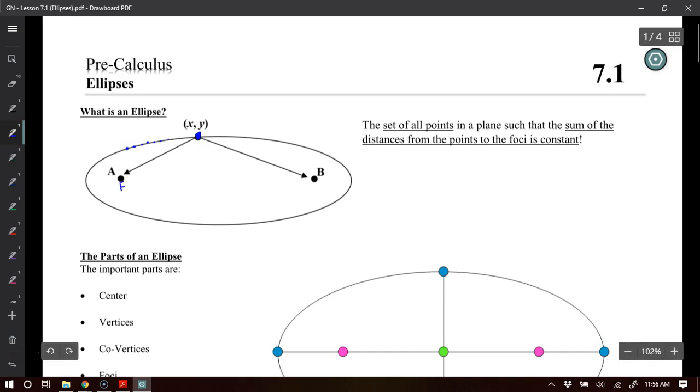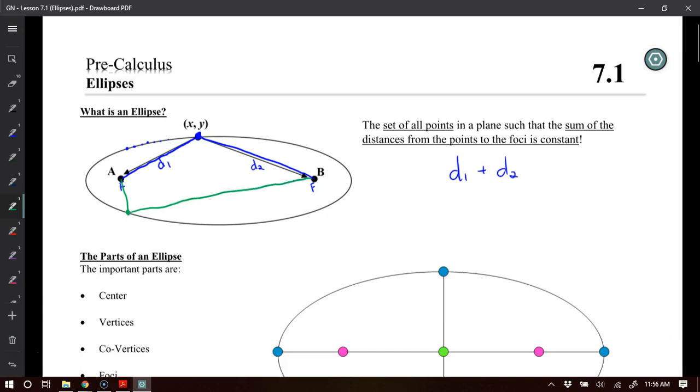So here's one focus and here's another one. If I take this distance, we'll call it d1, from the focus here to the point on the ellipse, I do the same thing and I'll call this d2 from this focus here to that same point. If I take d1 plus d2 and add those numbers together, it is going to be the same distance no matter what point I pick on the ellipse.